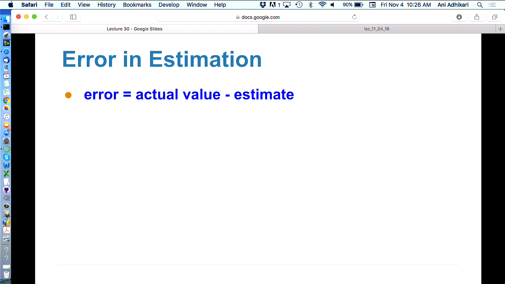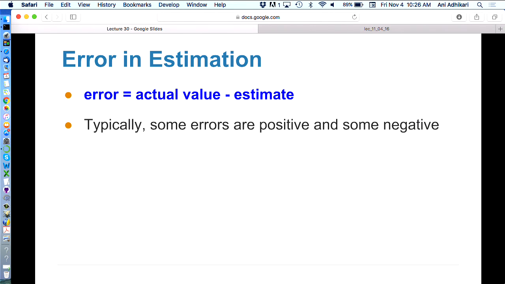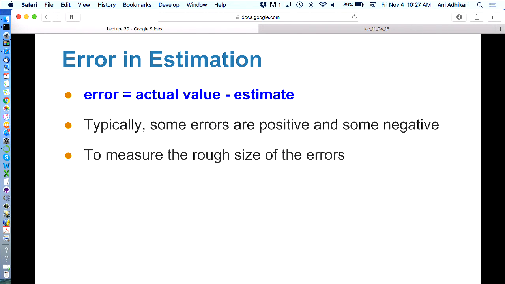So what does a positive error mean? The actual value is bigger, so you're underestimating. Yep. What does a negative error mean? The actual value is smaller, which means you have overestimated. Okay. You know from your experience as data scientists now that some errors are going to be positive and some are going to be negative, typically. And so if you want to get a sense of the rough size of the errors, what should you do?